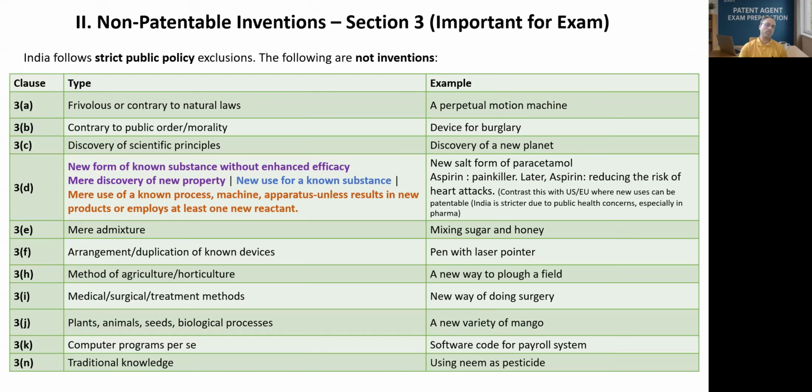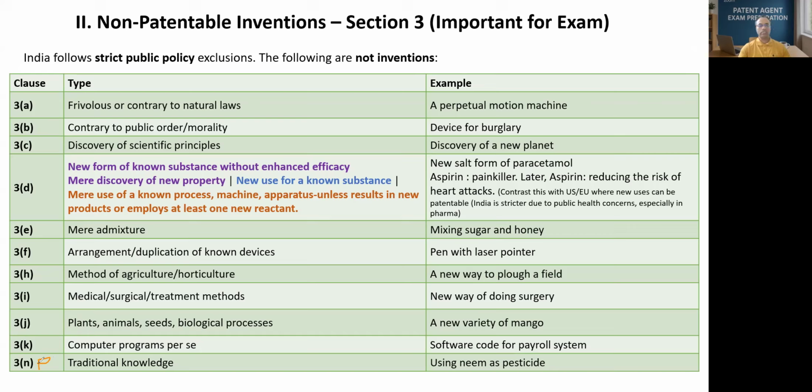3N, I have written wrong here. 3N is for the circuits in process, how the information is processed, and 3P is for the traditional knowledge. So it is wrongly written here. Let me correct it. So this is 3P, and 3N is for the presentation of the information. So the way an information is presented, that cannot be patented.